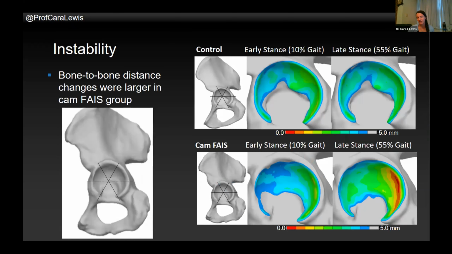When we evaluated this statistically, we found that individuals with CAM morphology did have larger changes in bone-to-bone distances than controls. This was significant in all regions except the anterior superior region. We also saw an effect of activity in the posterior superior region with greater changes during level walking, and an interaction in the inferior region where only the CAM group showed increased distance changes during incline walking.